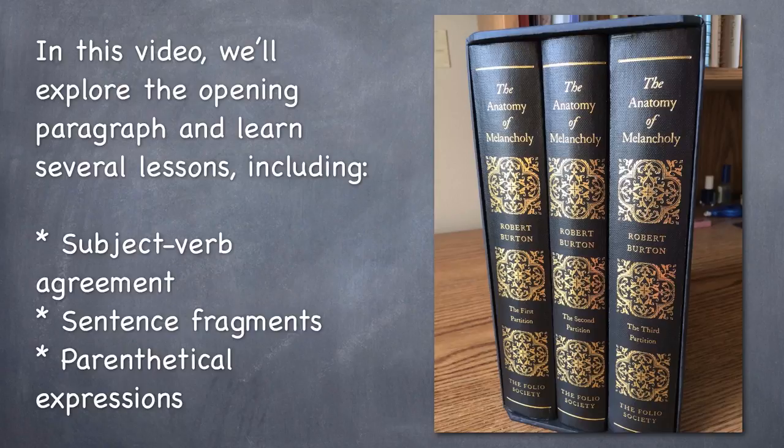Now, it is the opening paragraph of the main part of the book. I'm not going to talk about the introduction because there's an introductory part in this book. We're going to go straight to the subject matter, which is the anatomy of melancholy. And we're going to see how the opening paragraph is constructed, and learn several lessons, including a lesson on subject-verb agreement, on sentence fragments and what they are, and parenthetical expressions. So let's jump right into it.